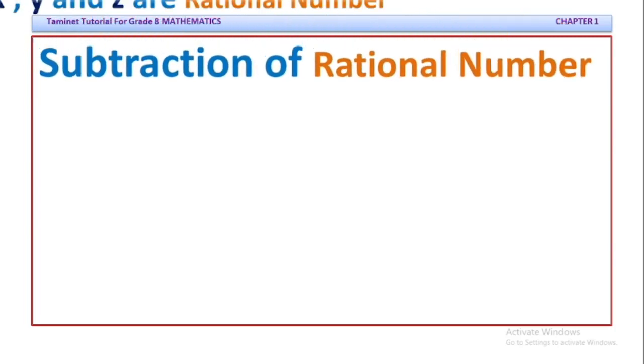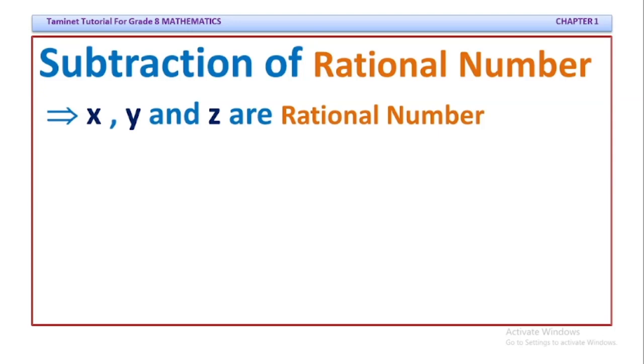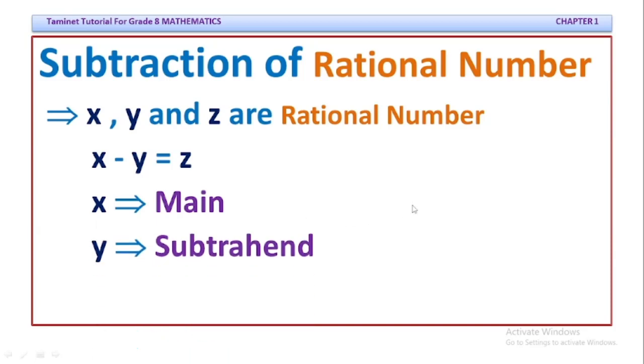Subtraction of rational number. If x, y and z are numbers from the set of rational number, x minus y is equivalent to z. So, how can we call x, y and z? For subtraction, x is said to be main, y is subtrahend, and z is difference. So z is said to be the difference of x and y.